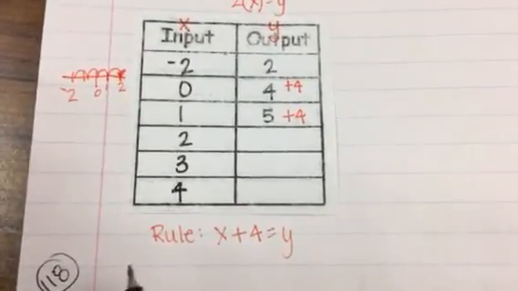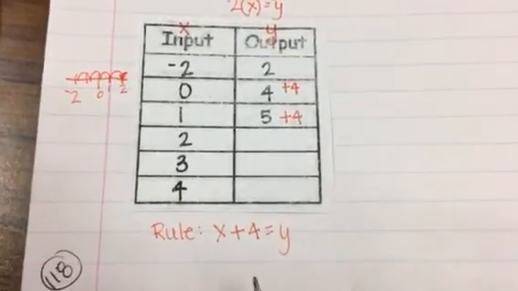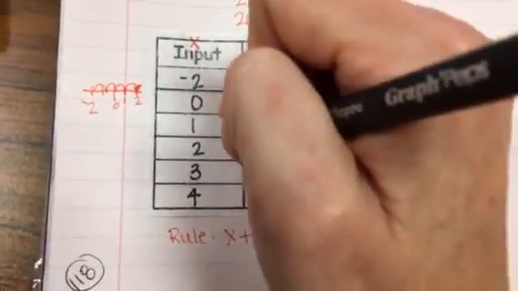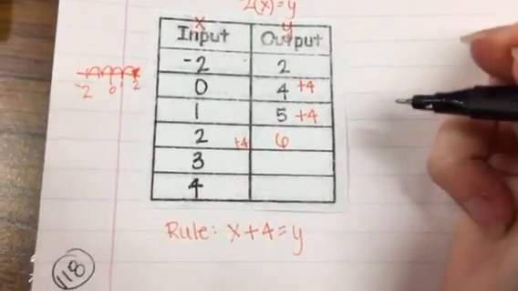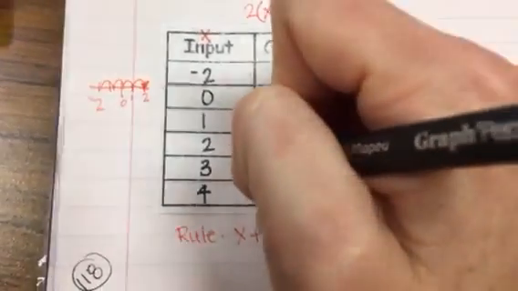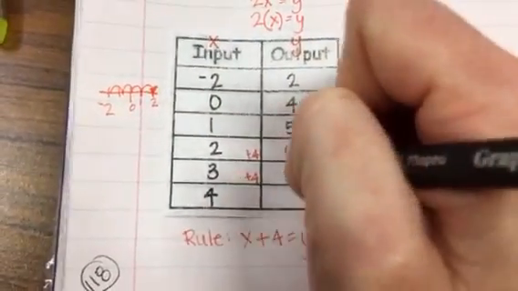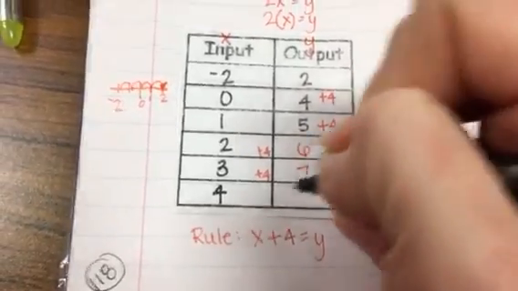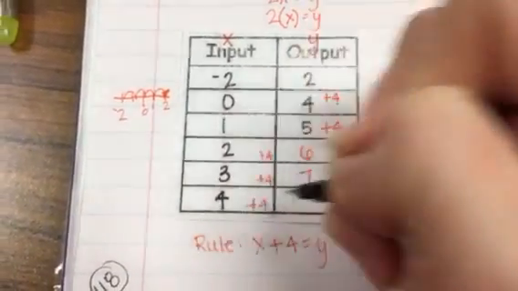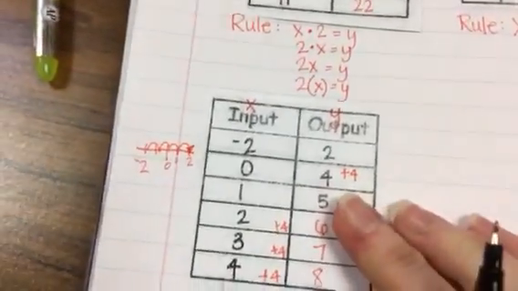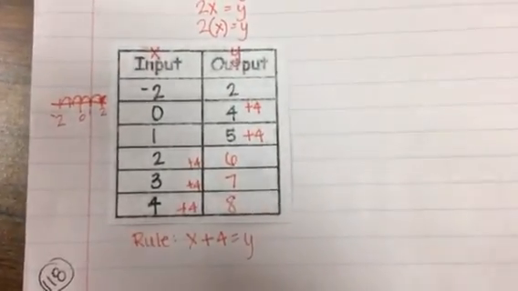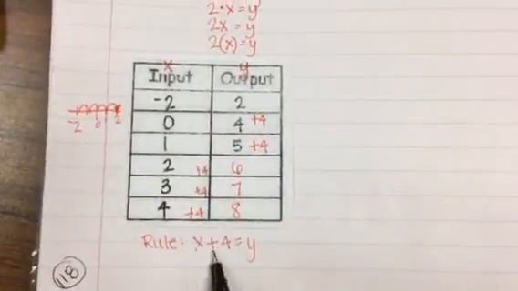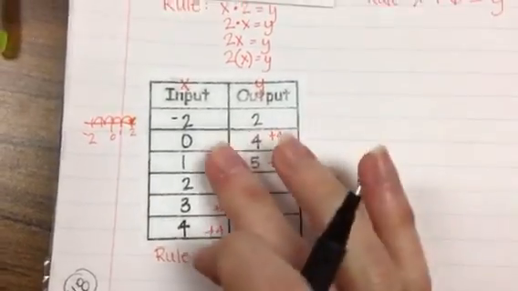Now we're going to use that to complete the rest of my function table. So I have 2 and I'm going to add 4, and that's going to give me an answer of 6. I have 3, and I add 4, and that's going to give me an answer of 7. And then I have 4, and I add 4, and that gives me an answer of 8. So there is my completed function table for the rule x plus 4 is equal to y.